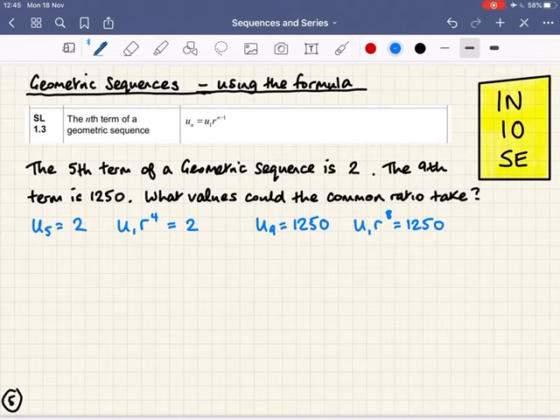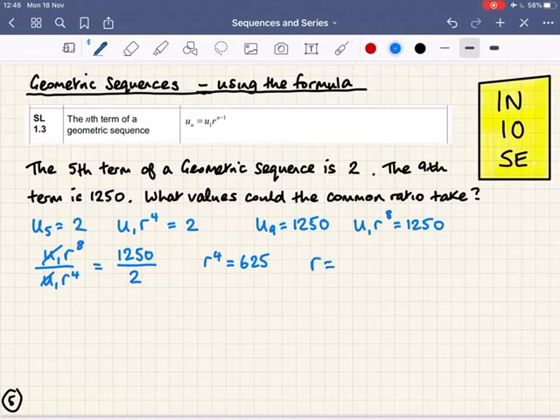What we can do is divide u1 r to the 8 by u1 r to the 4 in order to get rid of our u1. You can cancel it down in that division, and that's 1250 divided by 2. So if we do that, we end up with r to the power of 4 is equal to 625. And then we can just solve that as the fourth root. So r must be equal to the fourth root of 625.